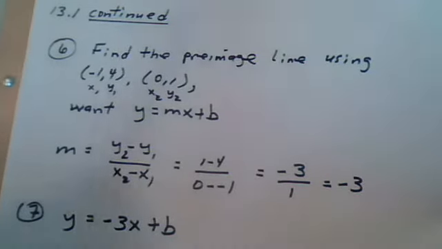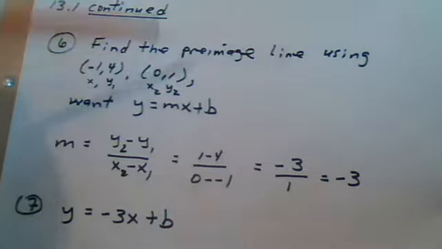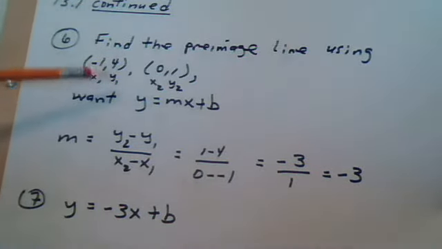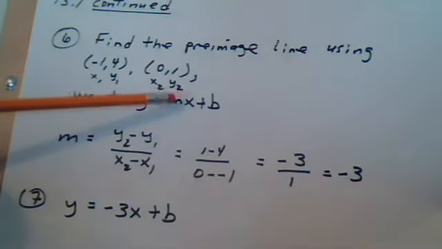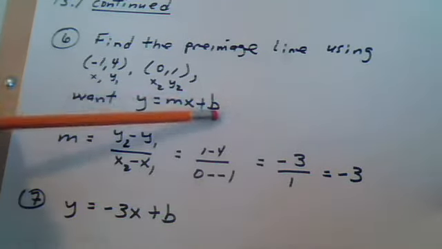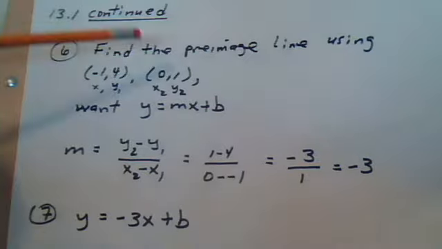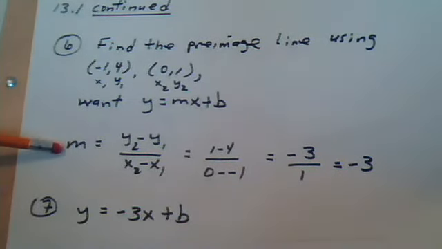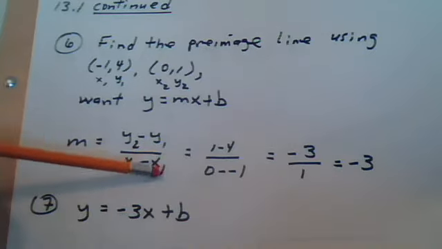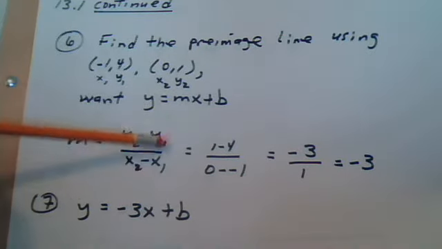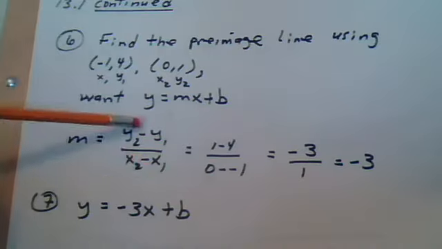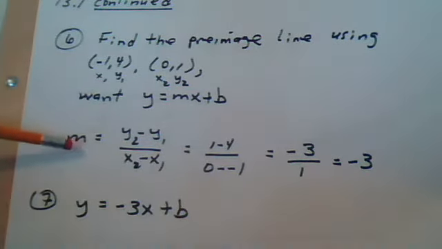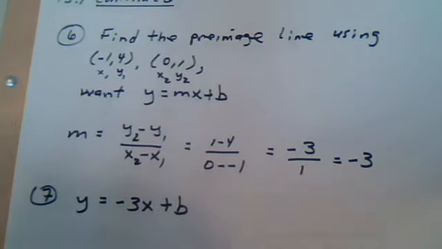So find the pre-image line using these two points we found. Remember, our line is going to have this form, y equals mx plus b. So we need an m and a b. Now that we have these two points, just label them. Write your slope equation, plug in how you labeled, plug into this formula, and simplify. And we get m equals negative 3.